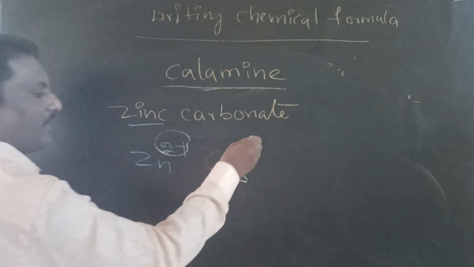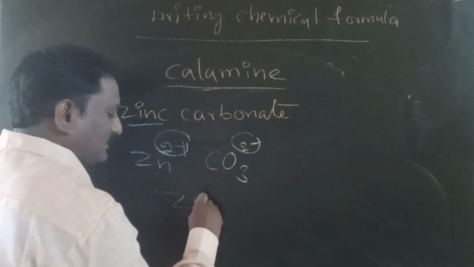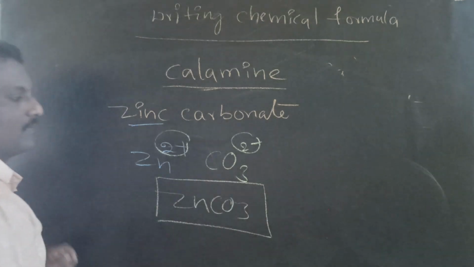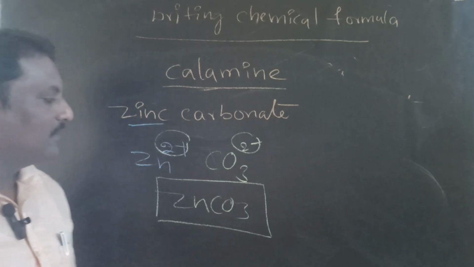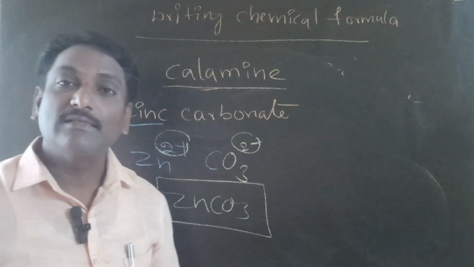So both are equal in magnitude, so no need to crisscross. Directly we should write ZnCO3, zinc carbonate. Is it clear? So very important, zinc carbonate. That means calamine is also used as an antacid.